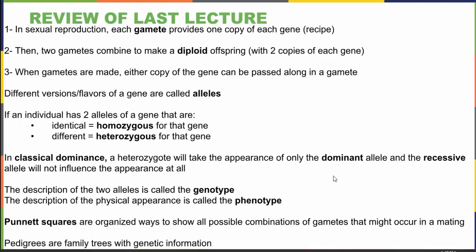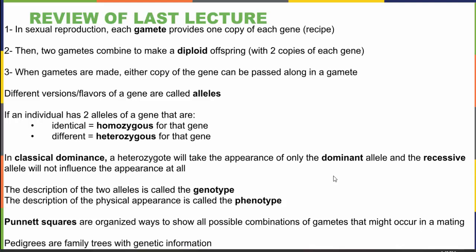Then to figure out what the phenotype, the actual physical appearance, will be, that depends on what type of dominance it is. We talked last time about classical dominance, meaning that one allele is the dominant allele and the other is the recessive allele. And the phenotype, the actual physical appearance, is going to resemble the dominant allele. The recessive allele is just not going to appear. It's almost as if it doesn't exist. It exists only in the genetics, but not in the actual physical appearance.